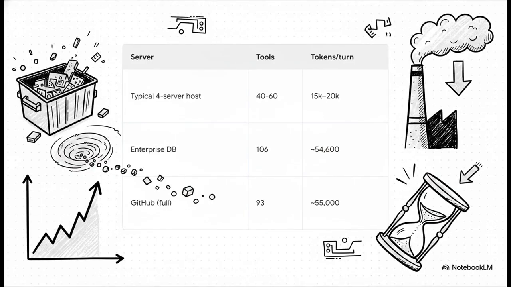Now, this is where it gets kind of insane. Just look at the sheer scale of this waste. And these aren't just made-up numbers, right? The paper cites real-world audits. A pretty typical setup is already burning up to 20,000 tokens per turn. But look at a full GitHub or an enterprise database integration. We're talking over 50,000 tokens being wasted every single time you ask it a question.